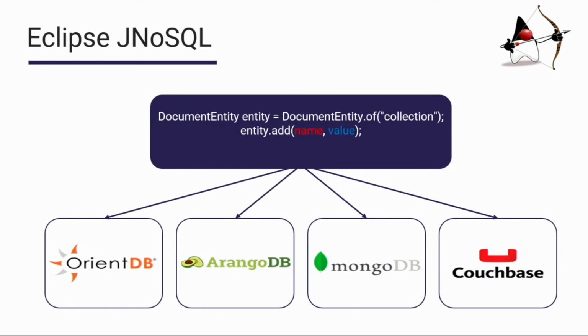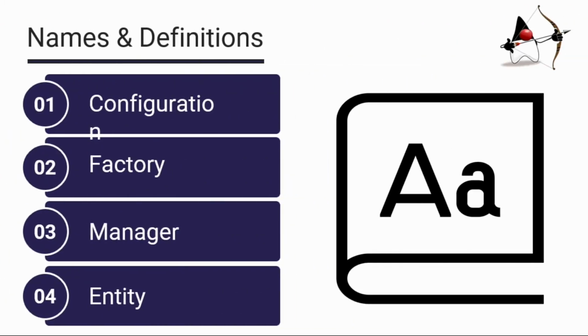That's where JNoSQL tries to combine them under, for example, here a document entity. So the term entity is something that, for those familiar with JPA, we try to preserve as well as is possible in this particular context. Some of the main terms you can see here, the configuration.